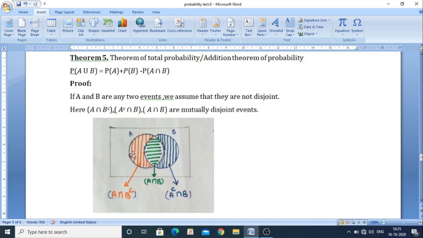Now we know that all of these three parts are mutually exclusive, but their union is A union B. So here first part is A intersection B complement, second is A intersection B, and third is A complement intersection B. They are mutually disjoint because there is no common element between these three, that is orange, green and blue.